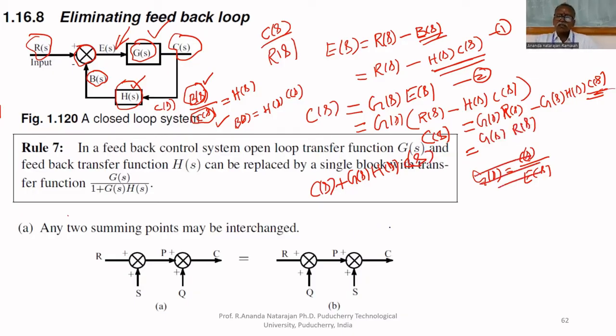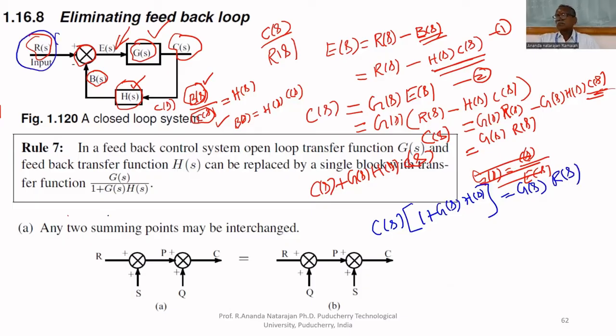G of S, R of S. Therefore, I can take the C of S outside. C of S times 1 plus G of S, H of S equals G of S, R of S. If you find the overall transfer function, what is the input? R of S. What is the output? C of S. We need C of S upon R of S, the Laplace transform of output by Laplace transform of input. That is C of S upon R of S equals G of S.